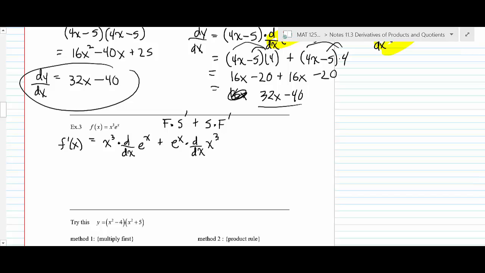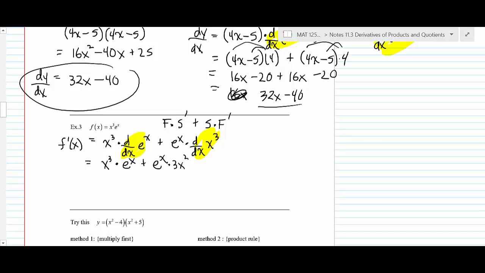Now you can do that step in your head. You can do the derivative of e to the x and x to the third. When I'm teaching it, I like to just get it set up, then move on from there. Okay, so let's see what we got. What's the derivative of e to the x? E to the x. So that comes down. And what's the derivative of x to the third? 3x squared. Those are derivative rules you know.